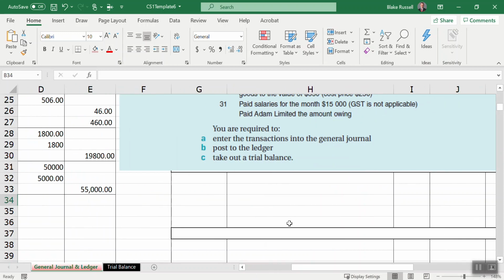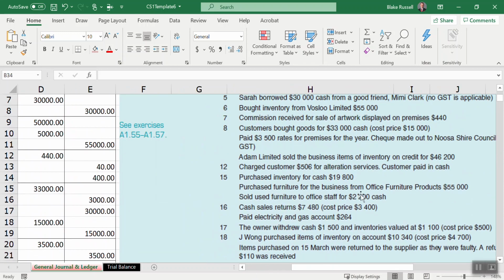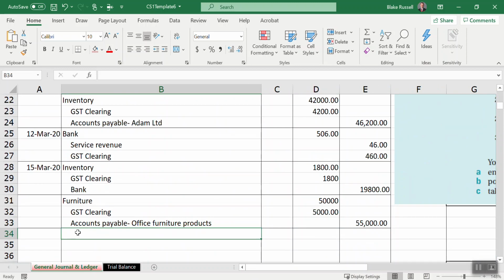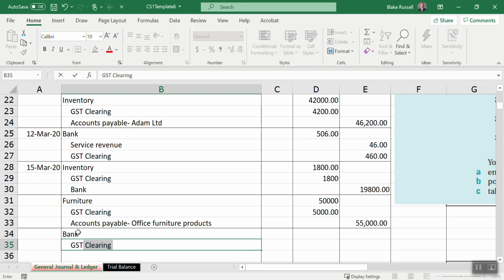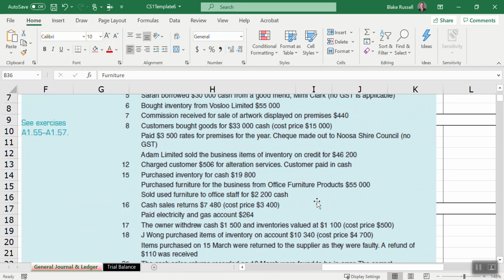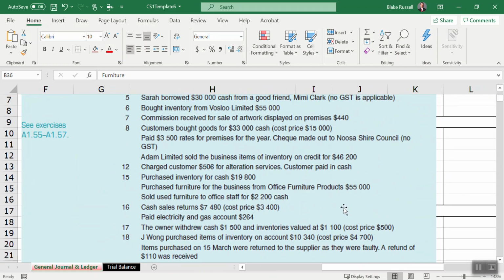I think the next one is we sell it. Yeah, it's sold furniture to office staff for cash. Doesn't matter who we sold to, we're just interested in selling it. And it's for cash. So, bank, GST, and furniture. Right. How much was it? 2,200.